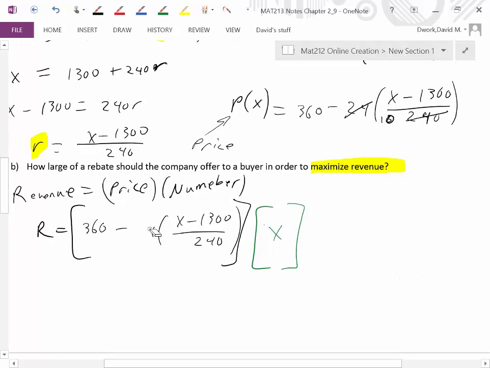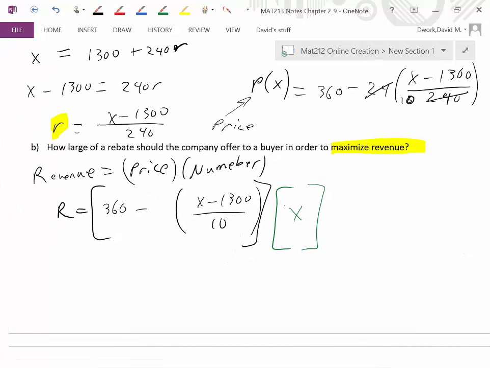So therefore that would clean this up just a tiny bit, make it a little easier. Alright, so now when we're dealing with this, we want to maximize revenue. So whenever you hear the word maximize, now that we know calculus, that means take the derivative, right? dR/dx.